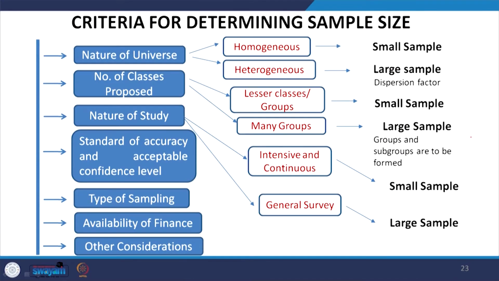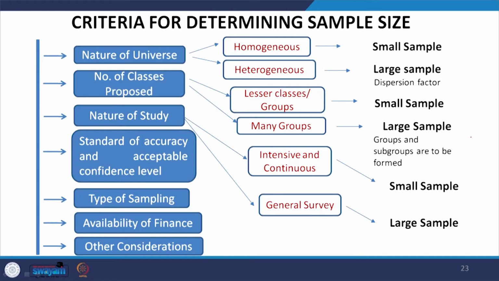Then, so far as the number of classes proposed, the number of subgroups is important. Subgroups exist only if you have clear subgroups. If the subgroups are defined and there are fewer subgroups, obviously you are supposed to collect a smaller sample size. If more subgroups are there, then a large sample is required, and more subgroups are defined, as I mentioned, due to variability or the dispersion factor as well.